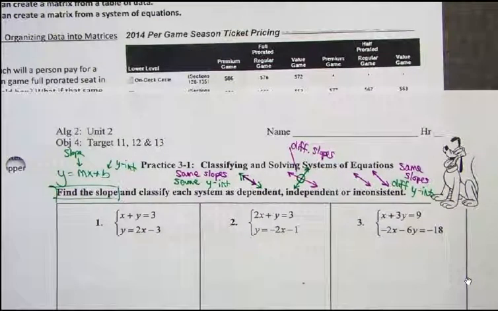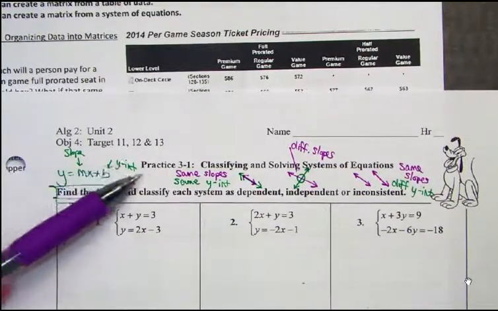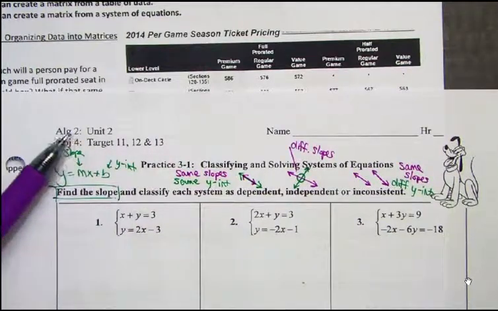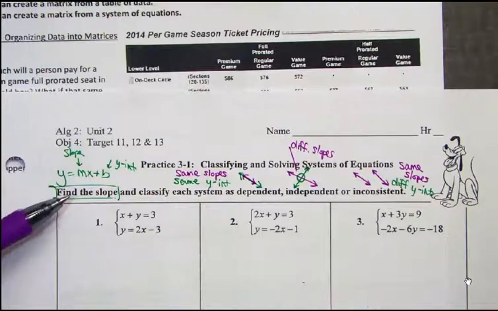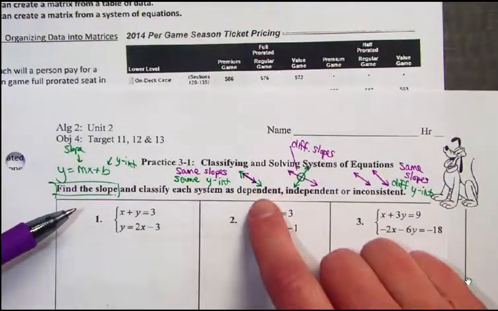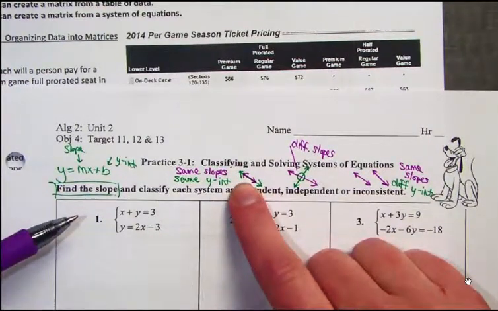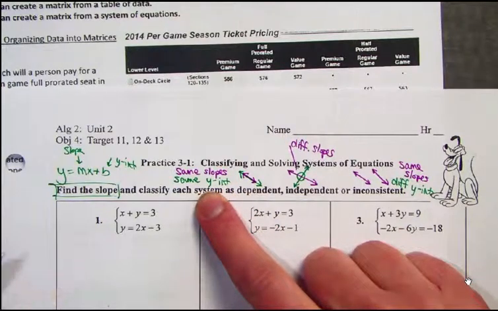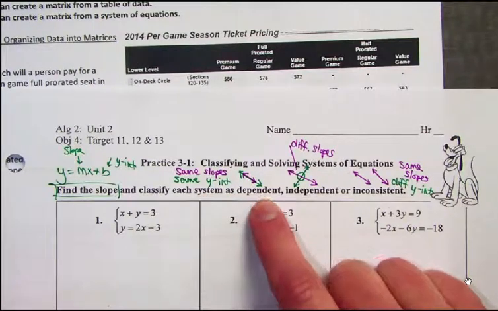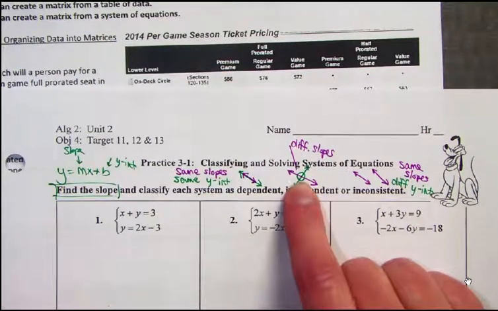Alright, we're looking at a little extra practice here on practice worksheet 3-1. We're in unit 2, talking about systems of equations and how we can classify systems. Remember, dependent means that the two lines are right on top of each other. They have the same slope and the same y-intercept. They're the exact same line. They are dependent systems.